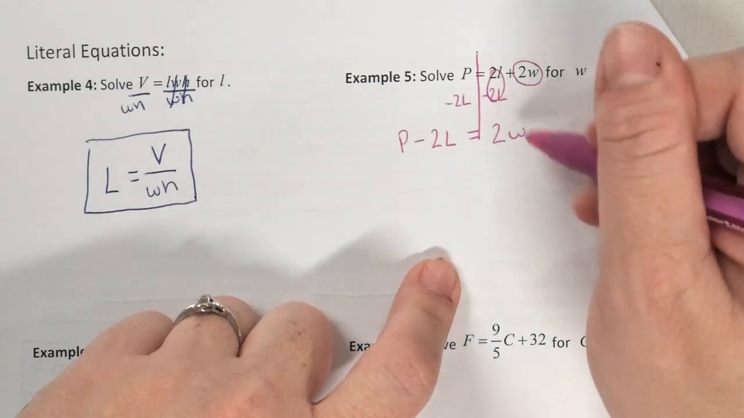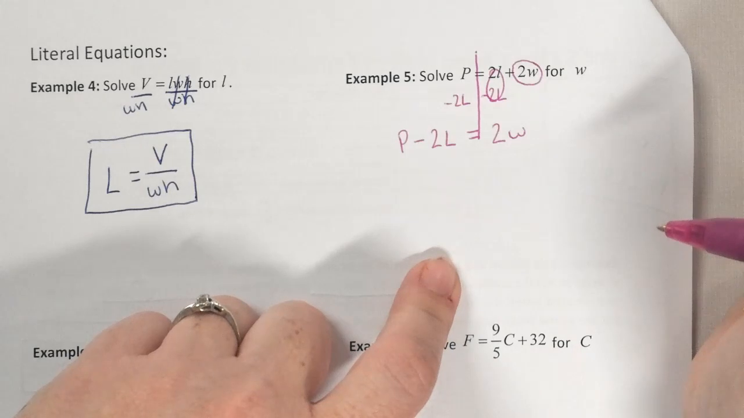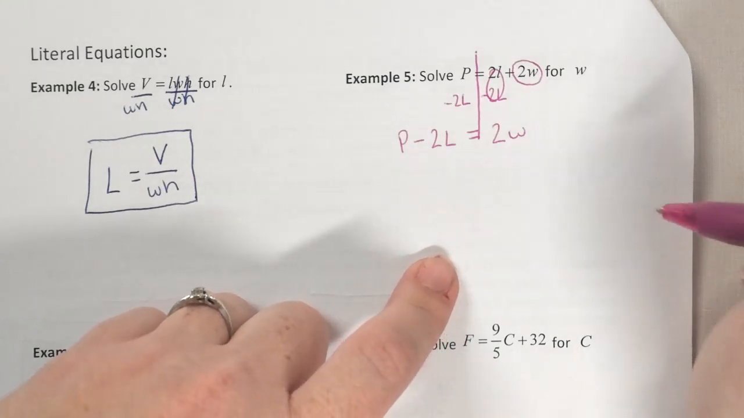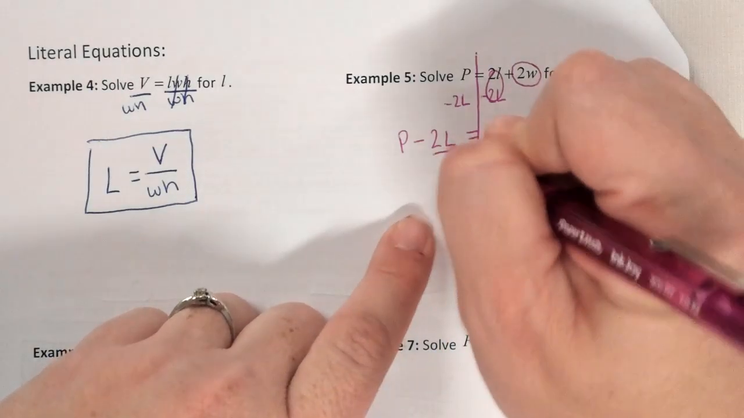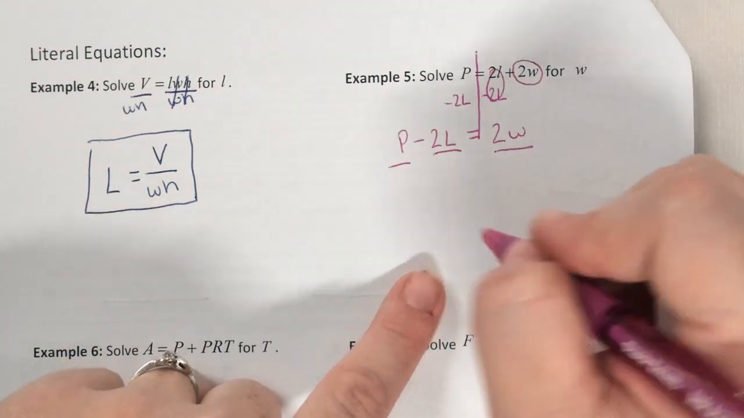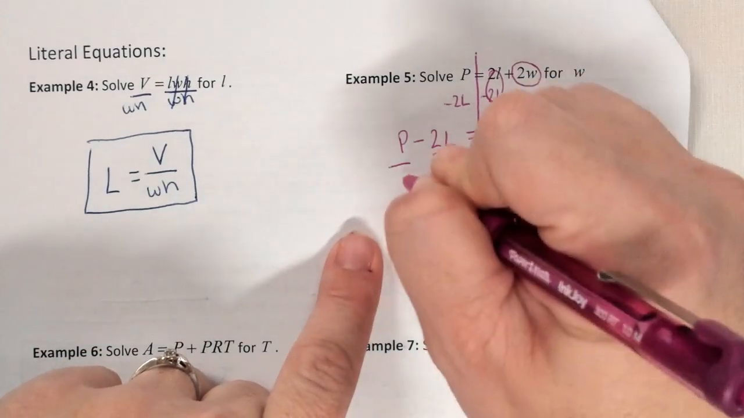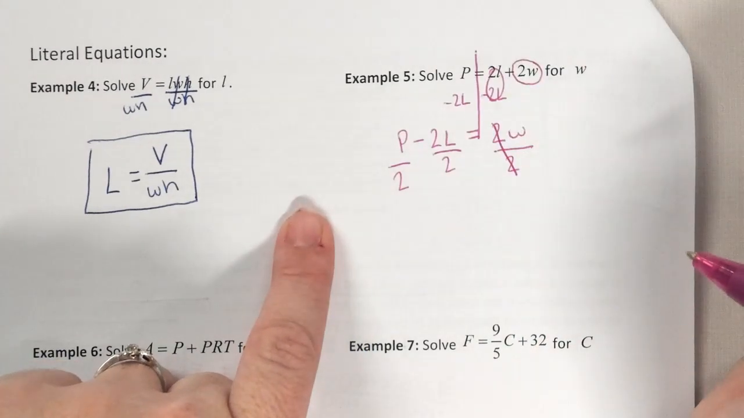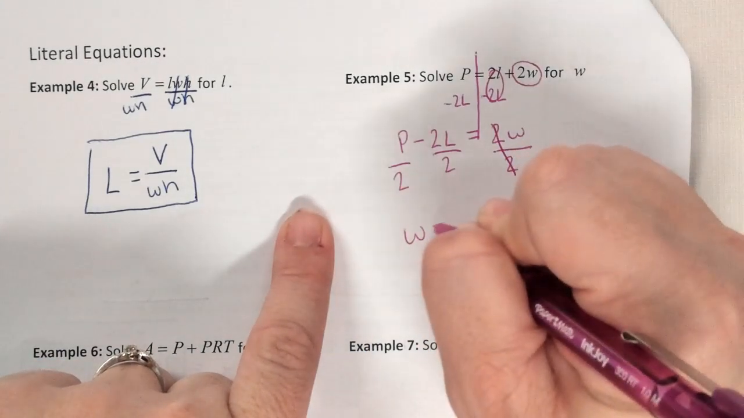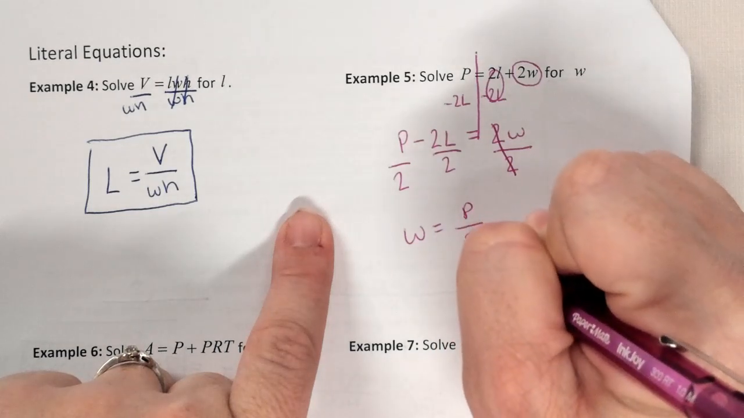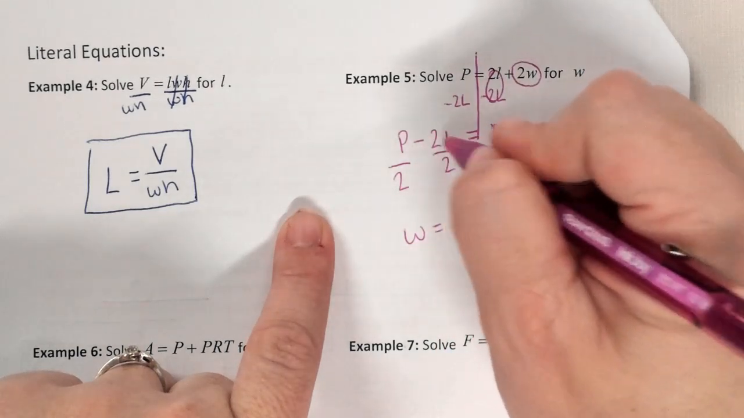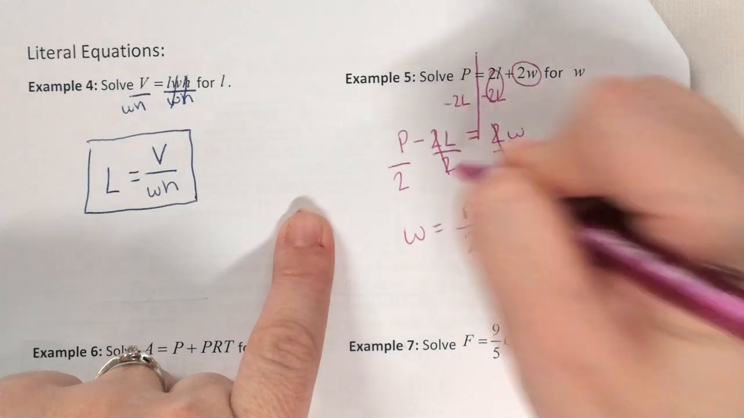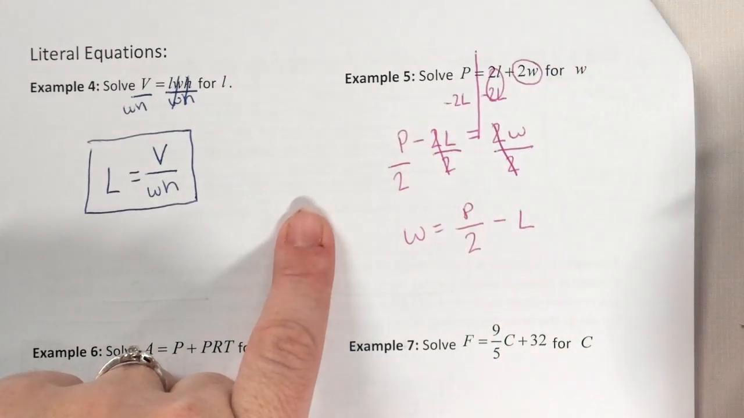Now that this term is alone, how do I get W by itself? Divide. Now what you do to one term, you have to do to all terms. So I'm going to separate all 3 terms, and I'm going to put a 2 in the bottom. This cancels. Is W now by itself? Yes. And we get P over 2, which doesn't simplify, but what happens here? These 2's cancel as well, and you get minus L.